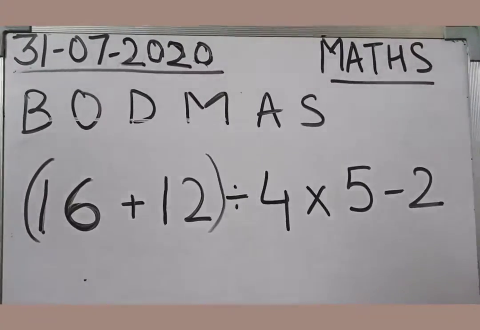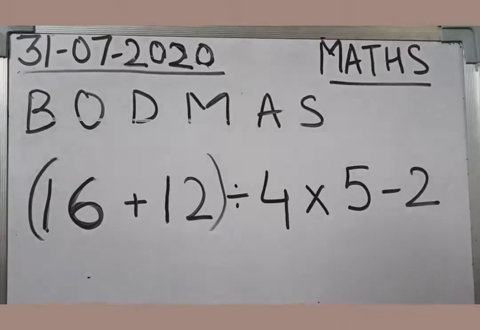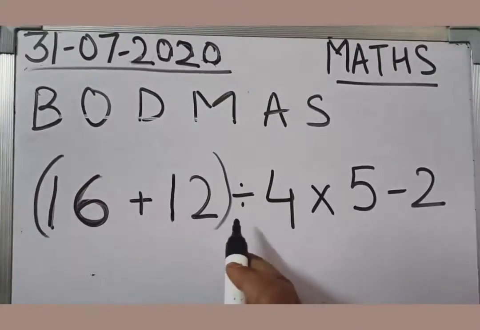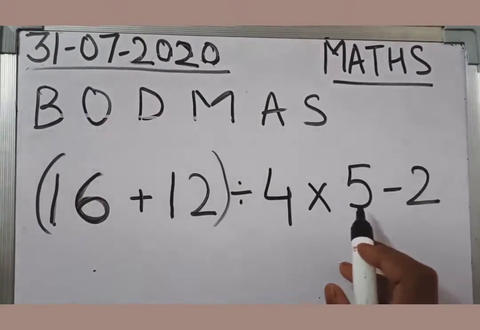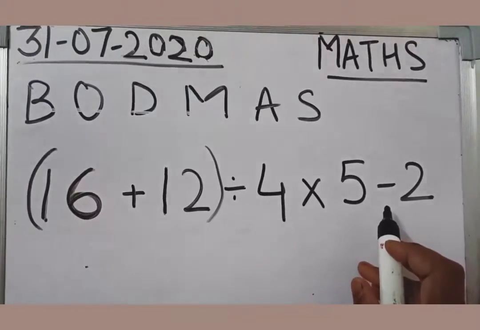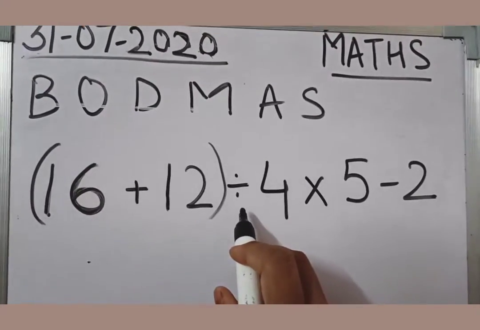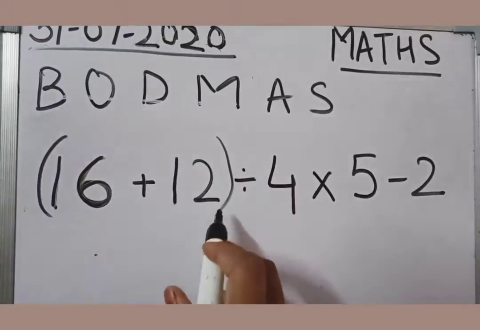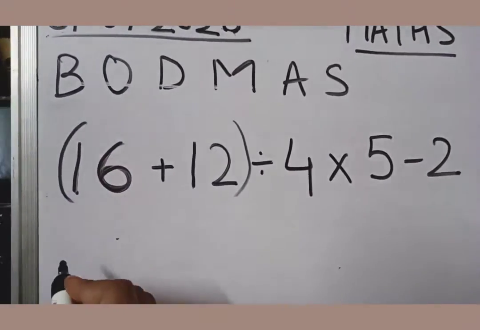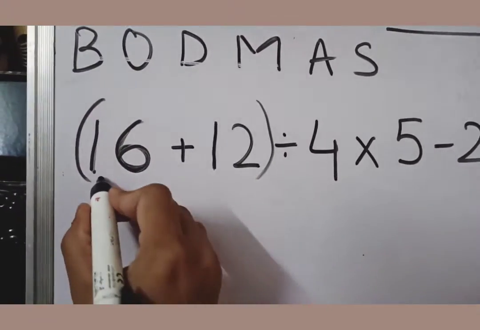Now let's see another question. Now this question is having addition, division, multiplication as well as subtraction. But instead of doing this division, what we will do? We will solve this bracket first. So I'm going to write the answer of the bracket.